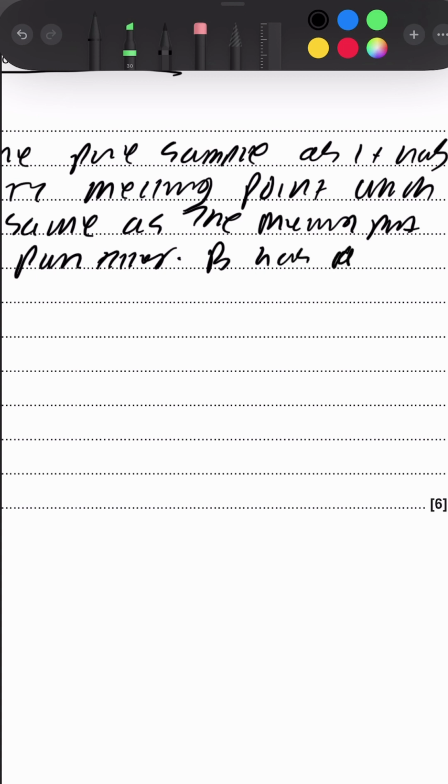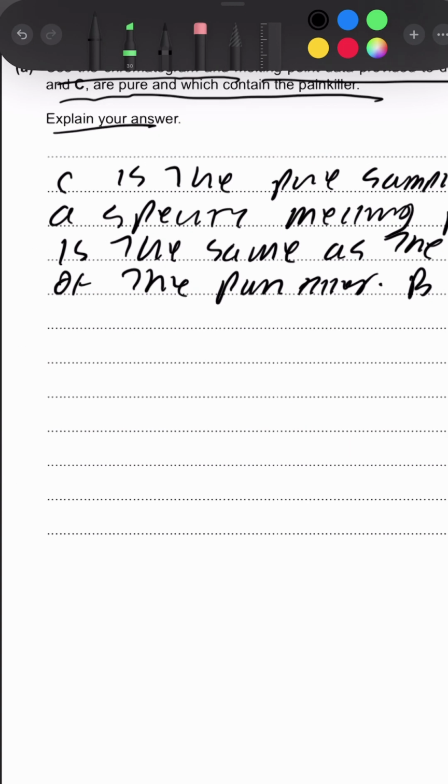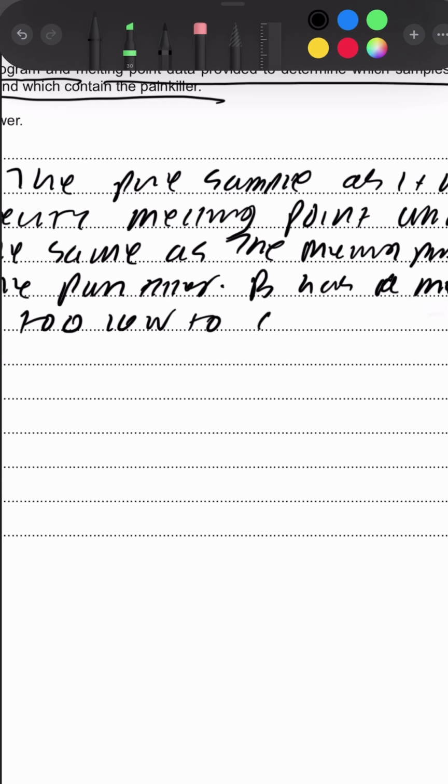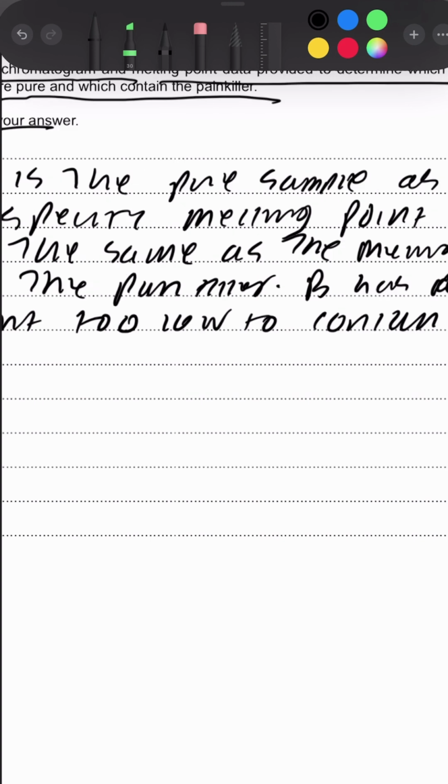And we know that B is too low, so it couldn't be it. So it's not that one. And A potentially could be it because it is in the range. So it's most likely C, could be A. And you'd want to list that down.